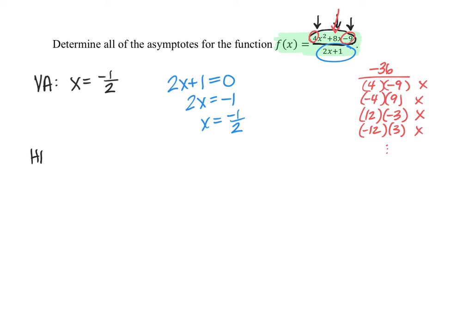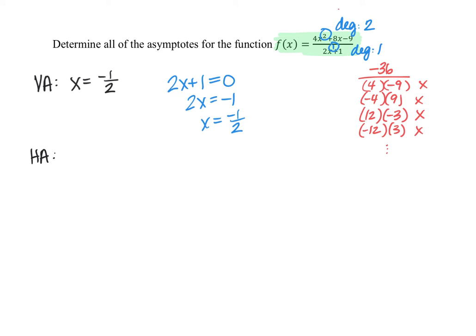Then we move on to horizontal asymptotes, and we find those by analyzing the degree of the numerator versus the denominator. In this case, the degree of the numerator is 2, and the degree of the denominator is 1. So the numerator degree is bigger than the denominator degree.